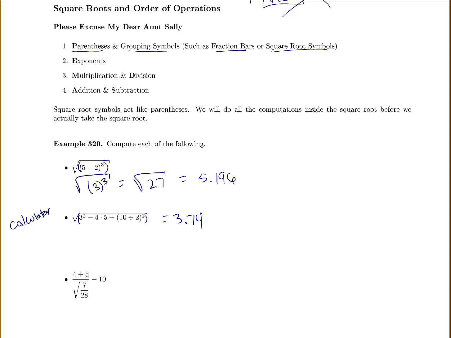And for the last one, again, we'll put it in our calculator, but you have to have a lot of parentheses. So I have a fraction bar, so you need parentheses around the top. And then square root, I have to put parentheses around everything inside the square root. Minus 10. So if I was to put this into my calculator, I would do parentheses 4 plus 5 divided by square root and then parentheses 7 divided by 28 parentheses minus 10. Put that in and you should be able to get 8.